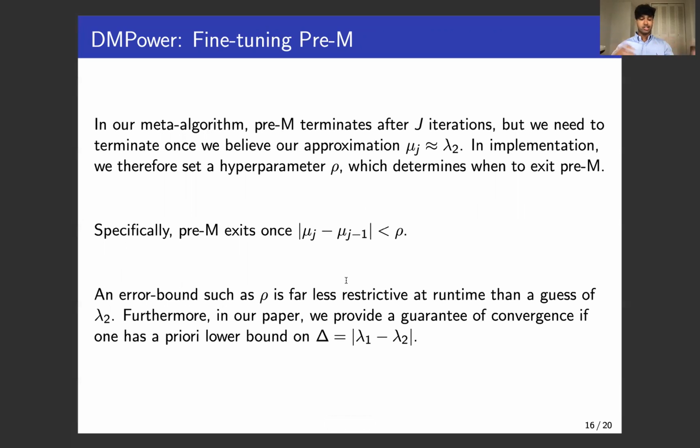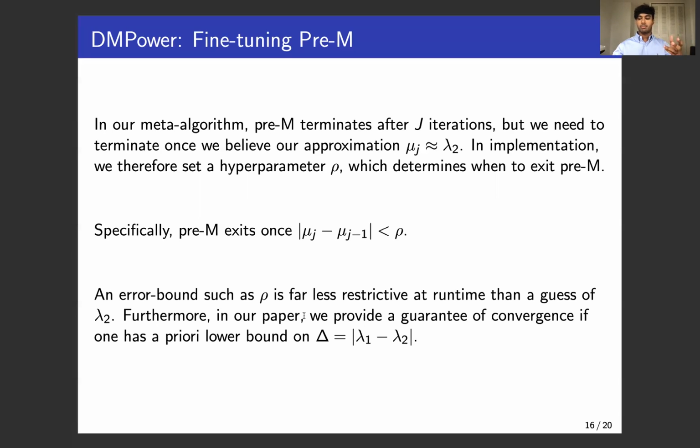So you might ask, well, this is another hyperparameter. How much less restrictive is this than the original power plus M implementation? Well, it's far less restrictive, because in DM power, all we are asking users to supply is a lower bound on the eigengap, not a guess of any eigenvalue itself or where they live along an interval, the interval being your full spectrum, but instead, how far away do you think the first and second eigenvalue are from each other?